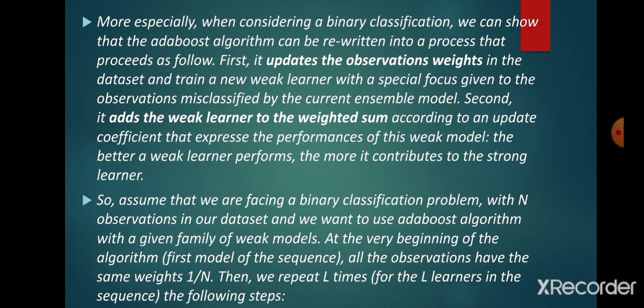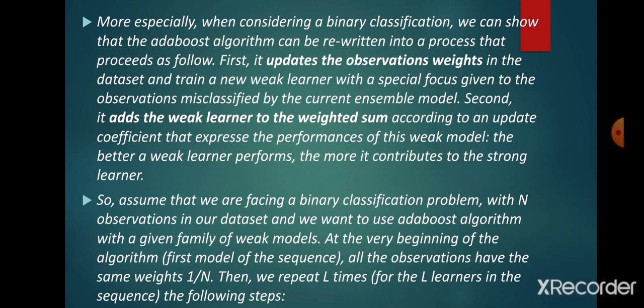More especially, when considering a binary classification, we can show that the AdaBoost algorithm can be rewritten into a process that proceeds as follows. First, it updates the observation weights in the dataset and trains a new weak learner with a special focus given to the observations misclassified by the current ensemble model. Second, it adds the weak learner to the weighted sum according to an update coefficient that expresses the performance of this weak model. The better a weak learner performs, the more it contributes to the strong learner.